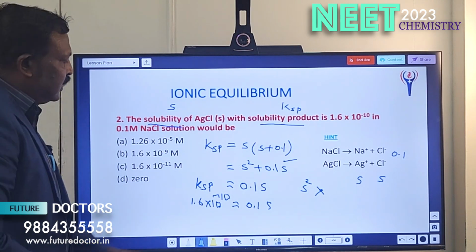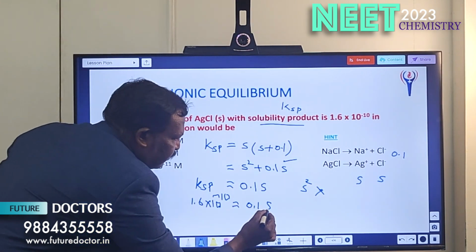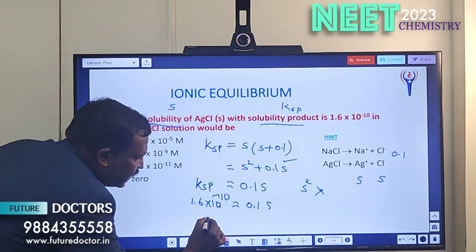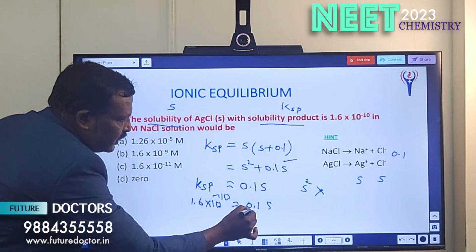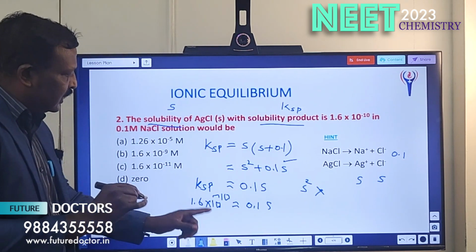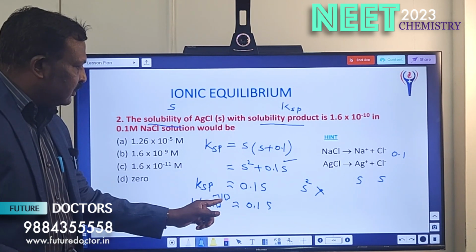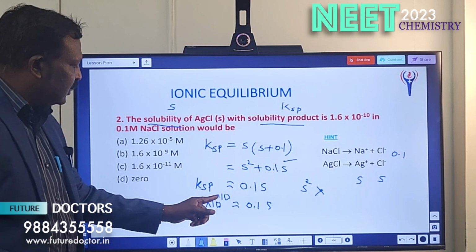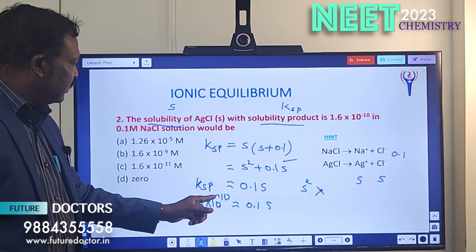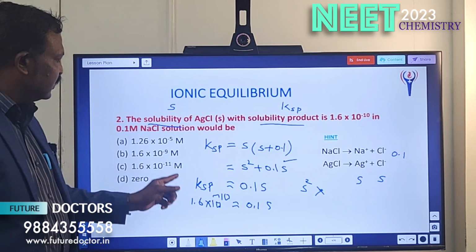Our aim is to find out only the S value. Understood? S only we have to find out. Therefore, S is equal to what? When it comes to this side, what happened? You can understand: 0.1, when it goes to the numerator, becomes 10 power 1. So minus 10 plus 1 will automatically be 10 power minus 9.